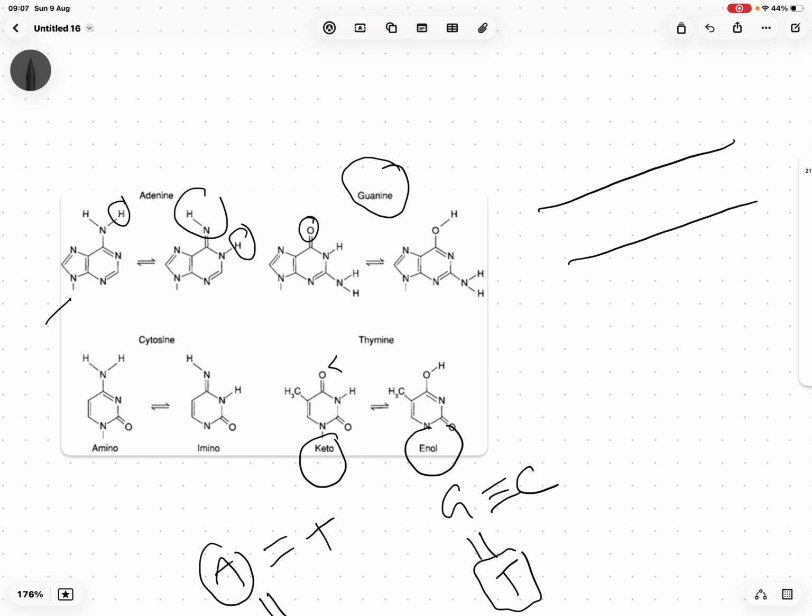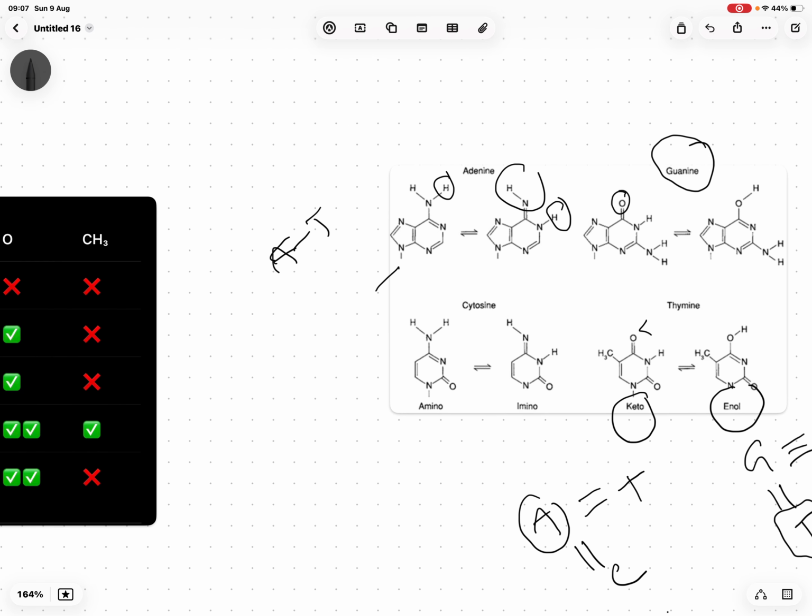For example, adenine in its imino form, rather than having thymine as its partner base on the other strand, the growing DNA strand, may have cytosine, and that leads to mutations in the DNA.